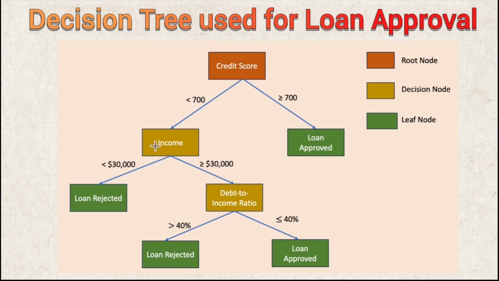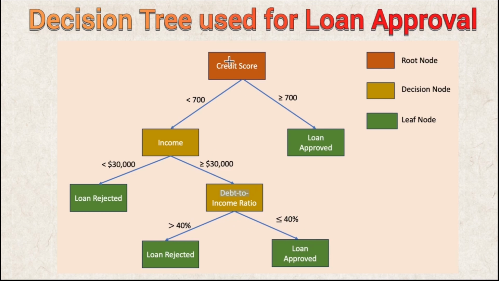In this case, the income of the applicant will be checked, and if it is less than $30,000, the loan automatically gets rejected. If it is greater than $30,000, then we move on to the next decision node where the debt to income ratio will be evaluated. In this decision node, if the debt to income ratio is greater than 40%, then the loan will automatically be rejected. If it is less than or equal to 40%, the loan is approved.